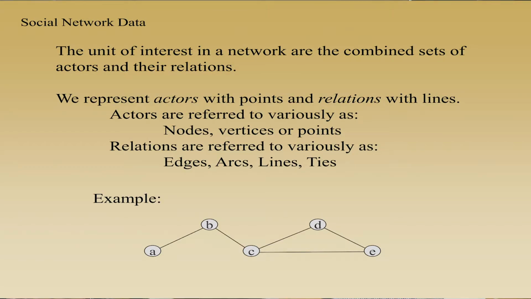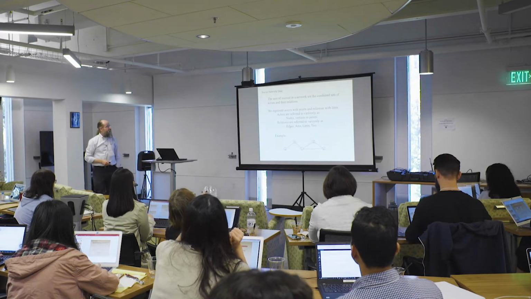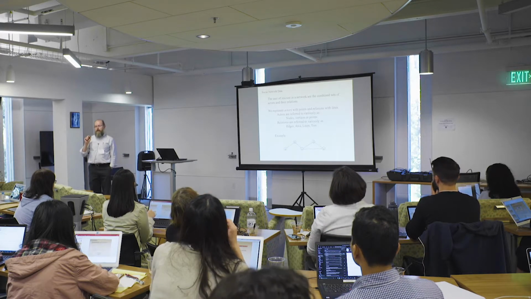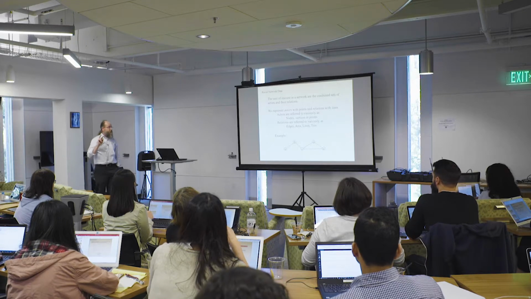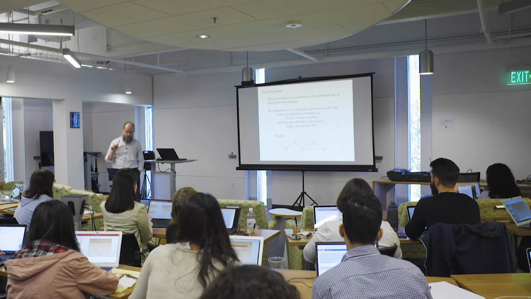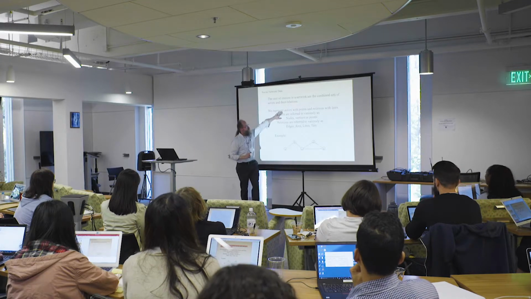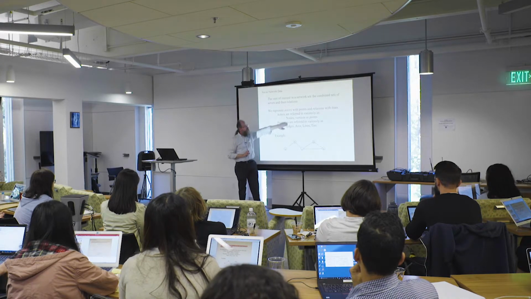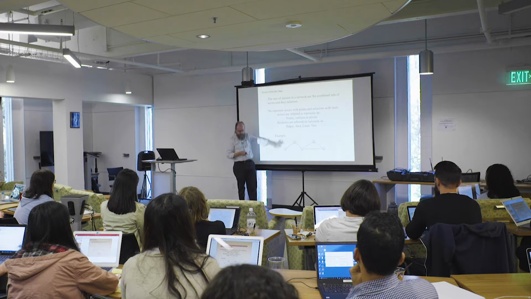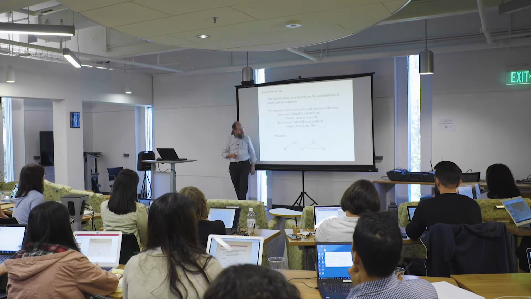The data elements we're going to deal with, and I'm going to go over these fairly quickly, are as follows. The basic network data that we deal with are two data sets that are linked, right? The key element would be the actors, which are referred to as nodes or vertices or points, and the relations. These are two separate data sets, if you will, but they're linked.